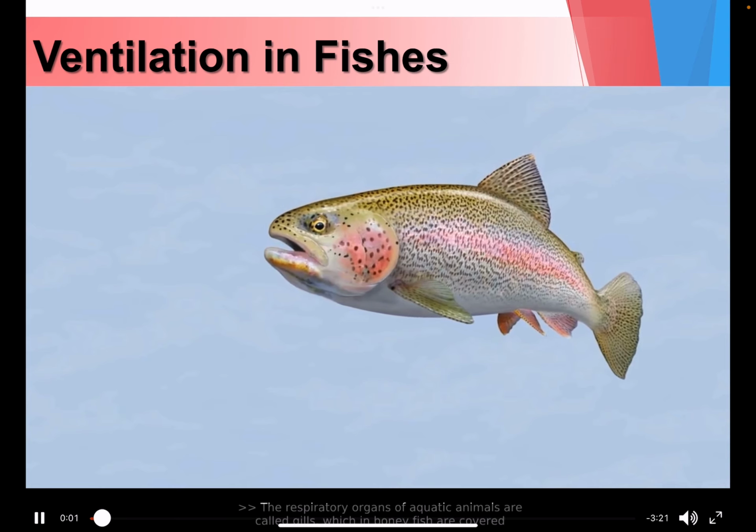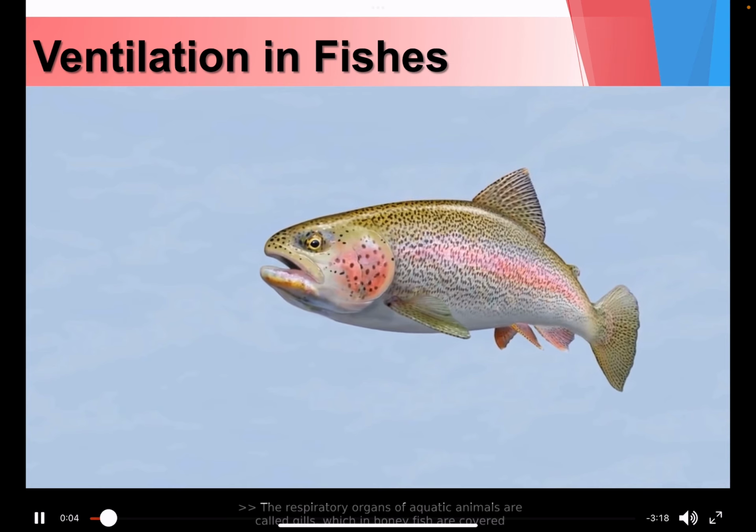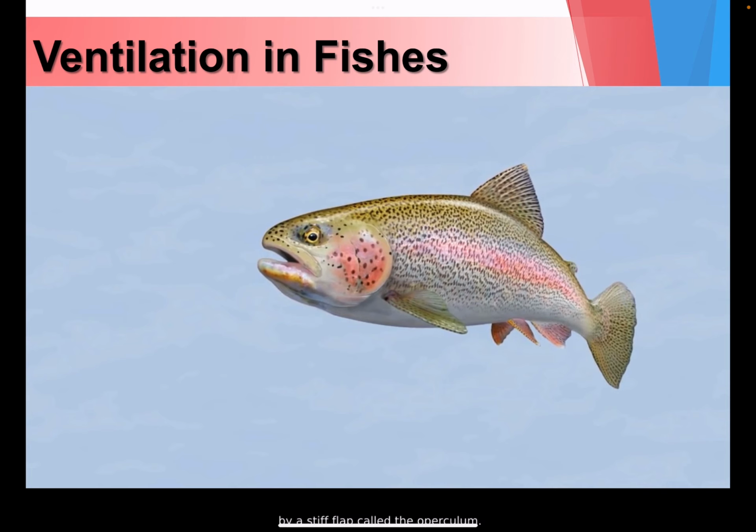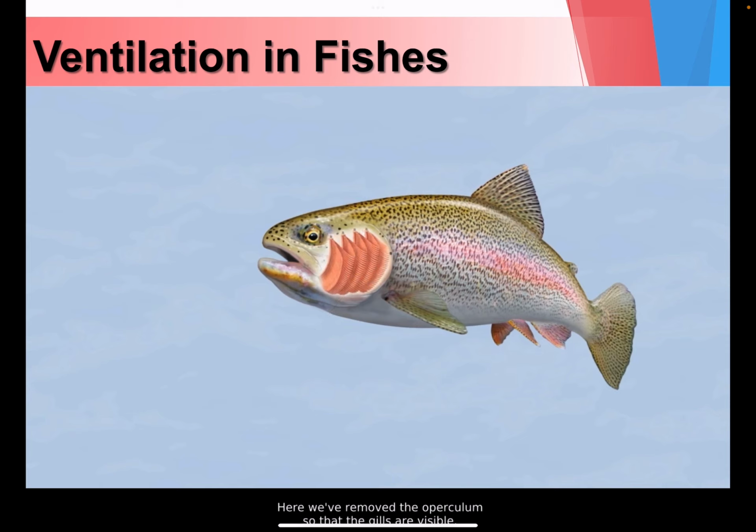The respiratory organs of aquatic animals are called gills, which in bony fish are covered by a stiff flap called the operculum. Here we remove the operculum so that the gills are visible. Gills are outfoldings of the body surface specialized for gas exchange. Because oxygen is far less plentiful in water than it is in air, the gills of active animals such as fishes must be very efficient to obtain enough oxygen.